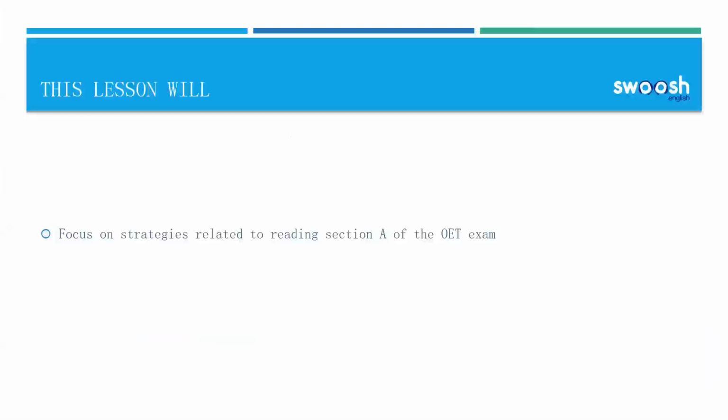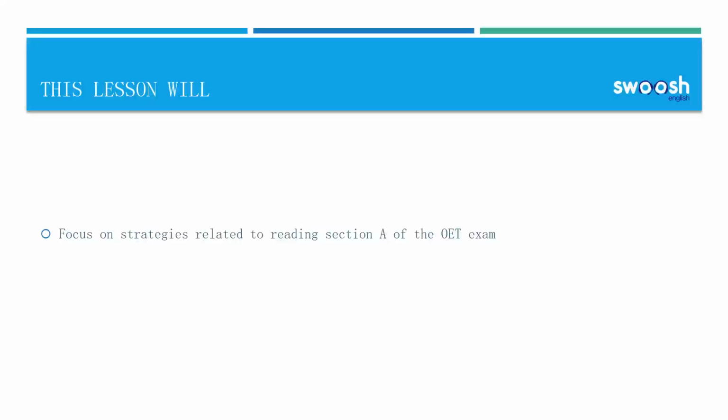In this lesson, I'll focus on strategies related to reading Section A of the OET exam. Now, reading at speed is a tricky skill for both native and non-native English readers alike. So could there be anything more anxiety-inducing than the prospect of having to read 4 texts and answer 20 questions, all in the space of just 15 minutes? It's a real challenge, no doubt.